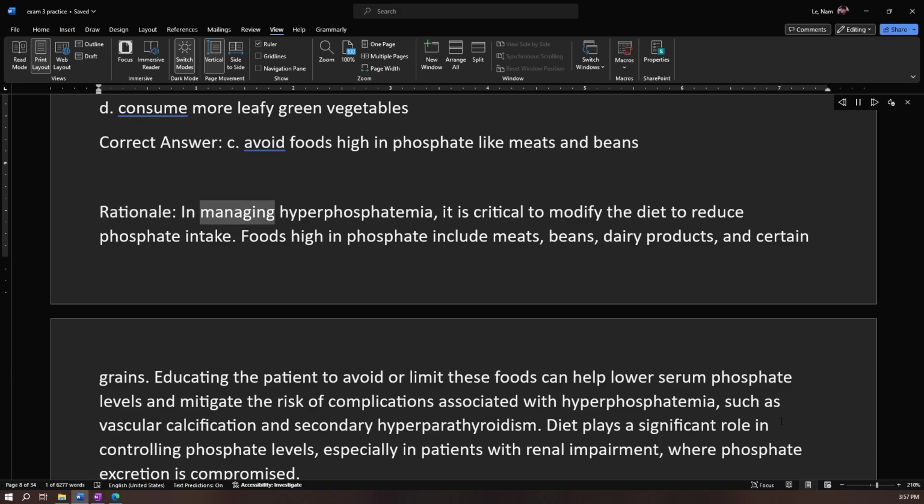Rationale: in managing hyperphosphatemia, it is critical to modify the diet to reduce phosphate intake. Foods high in phosphate include meats, beans, dairy products, and certain grains. Educating the patient to avoid or limit these foods can help lower serum phosphate levels and mitigate the risk of complications associated with hyperphosphatemia, such as vascular calcification and secondary hyperparathyroidism. Diet plays a significant role in controlling phosphate levels, especially in patients with renal impairment, where phosphate excretion is compromised.